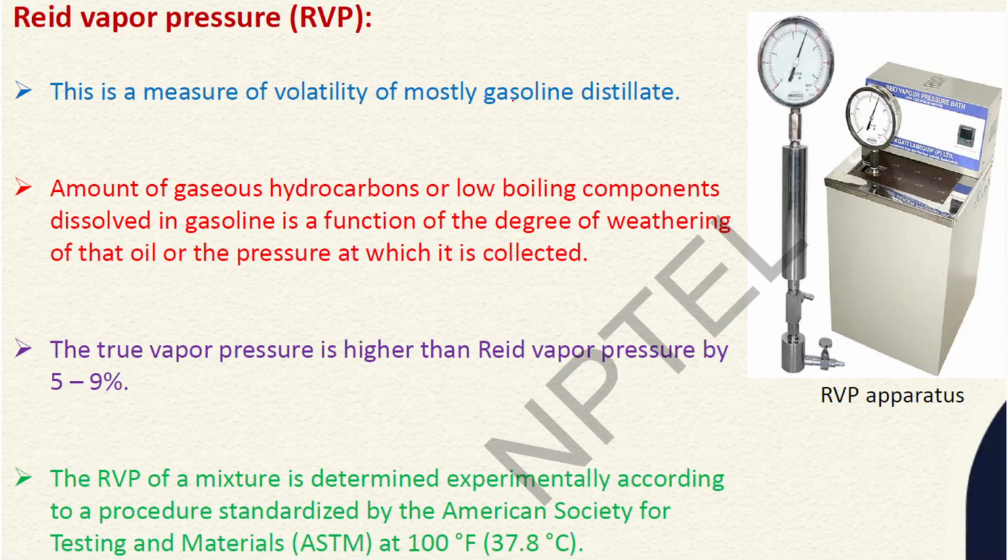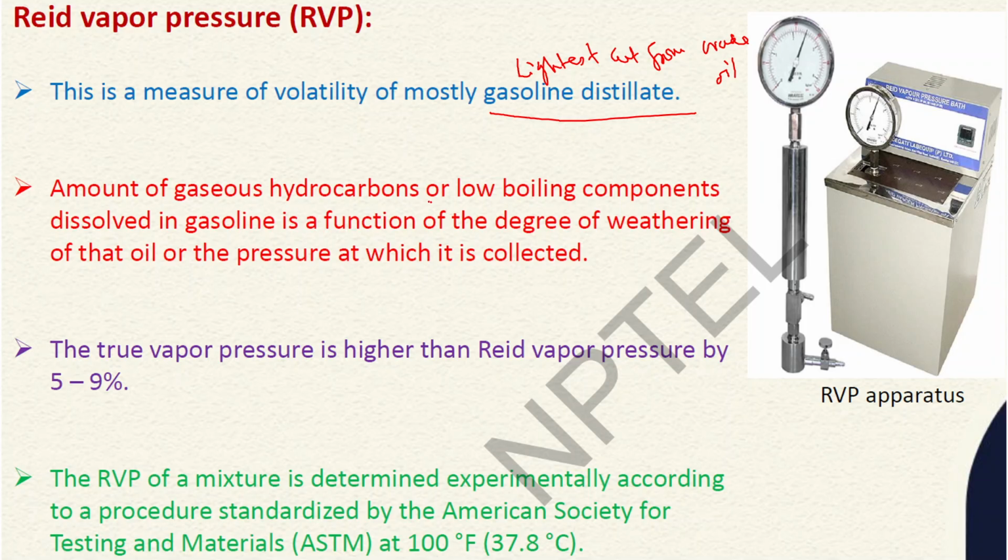Coming to another property, the Reid vapor pressure, it is the measure of volatility of mostly gasoline distillate. So this Reid vapor pressure is mainly for the gasoline distillate. Why gasoline distillate? Because this is the lightest cut from our crude oil, and therefore it has higher vapor pressure. So it is mainly the property of gasoline distillate.